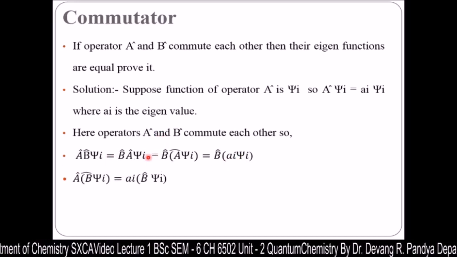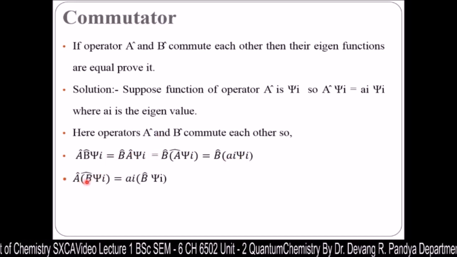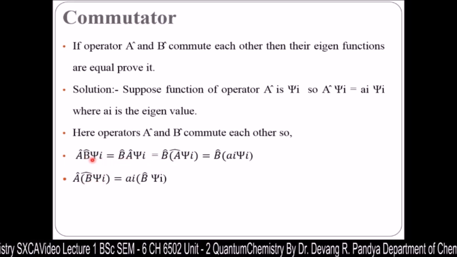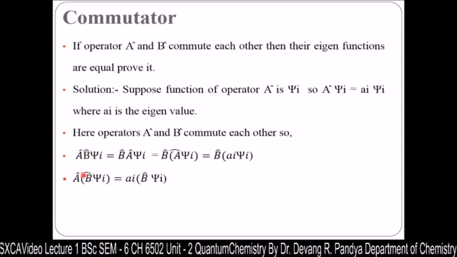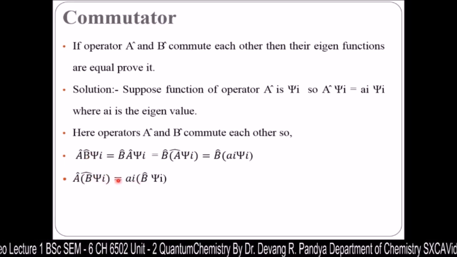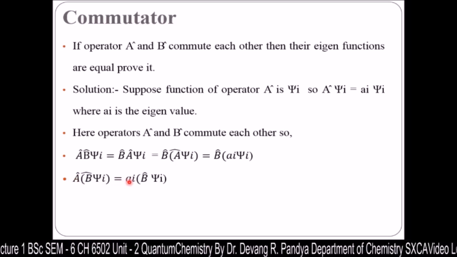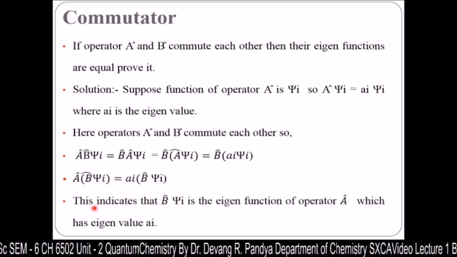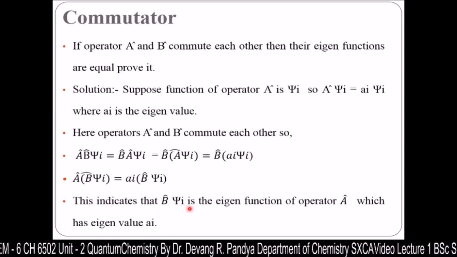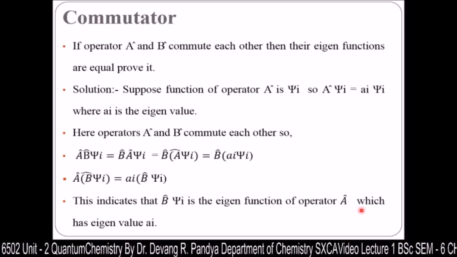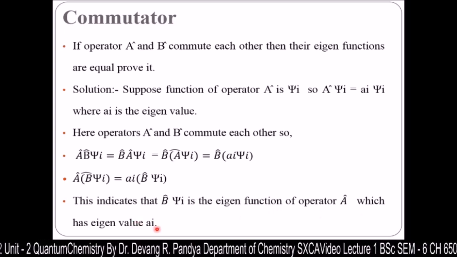Now the second, that is AB psi I. So AB psi I, this side. AB psi I means B operates on psi I, but A is written as AI, so AI B psi I. This indicates that B psi I is the eigenfunction of operator A, which has eigenvalue AI.